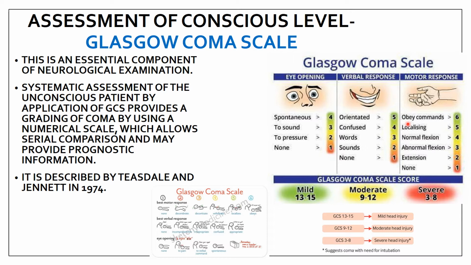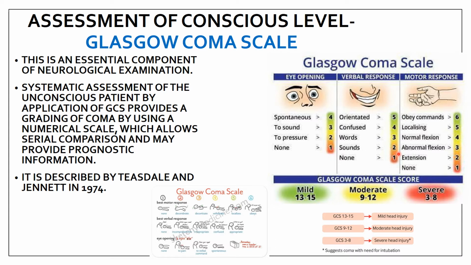The scoring for that localization is 5. The next is the normal flexion, which also means withdraws. So there is normal flexion over here. Now you can see in this picture, this is withdraw, that is the normal flexion. So it's going to normally flex his arm or legs, whatever it is, and that is nothing but 4.